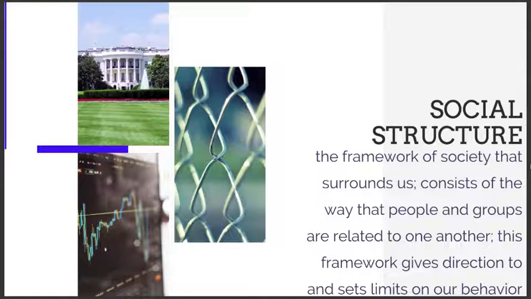Some more foundational concepts in the discipline of sociology. The first is the idea of the social structure. It's defined in your textbook as the framework of society that's around us. It consists of the ways that people and groups are related to one another. And then further, this framework gives directions and sets limits, or what we call constraints, on our behavior. So the social structure is the big, broad set of forces that help make our society what it is today.